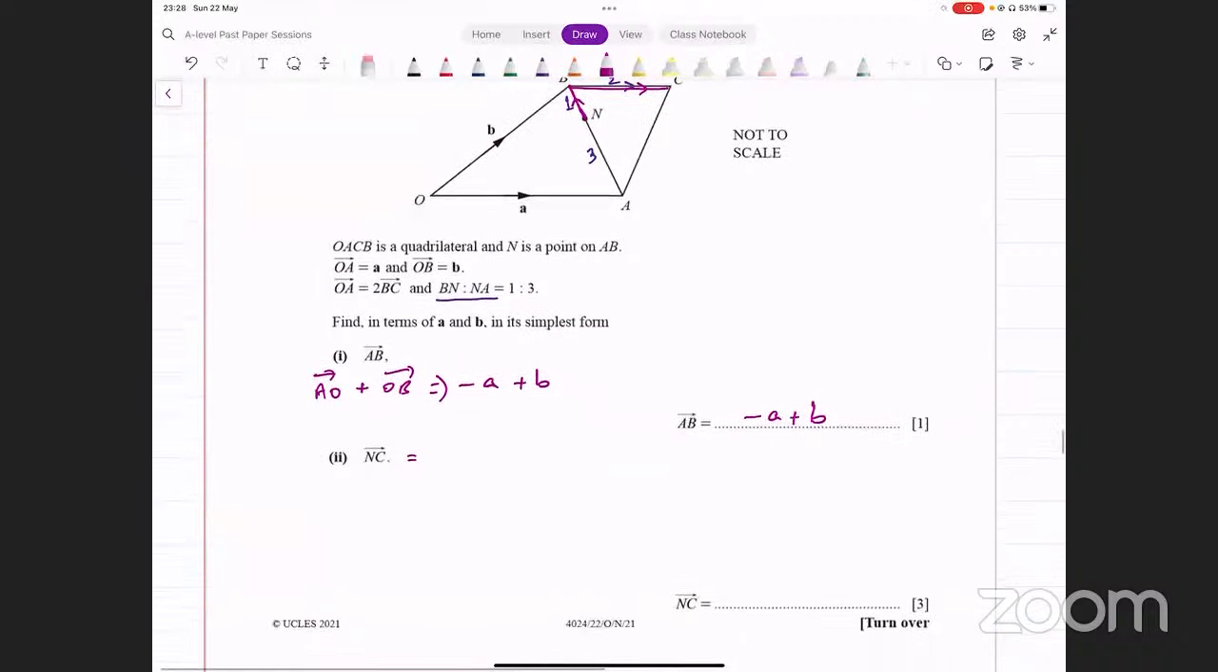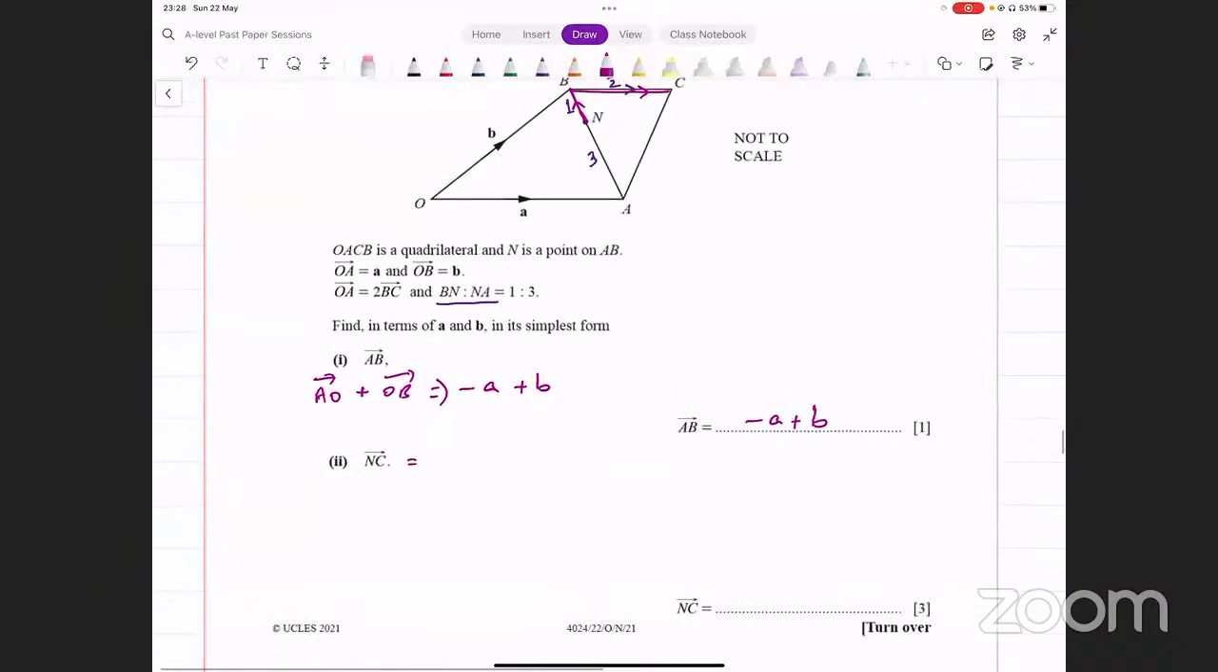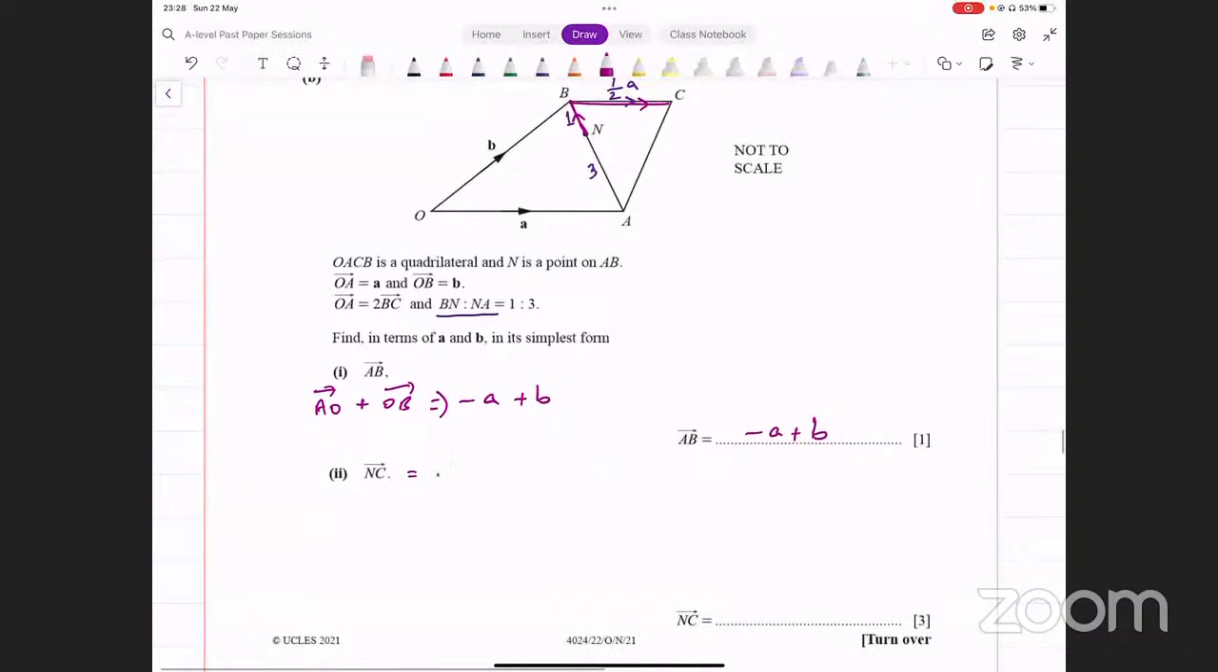We say NC is going to be NB plus BC. ये हमारे पास आना चाहिए. तो हम क्या करते हैं, पहले NB फाइंड कर लेते हैं. अच्छा, NB कैसे आएगा, साइड पे कर लेते हैं. Let's do it on this side here. NB vector.